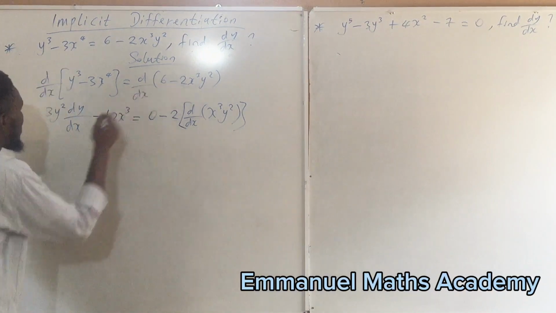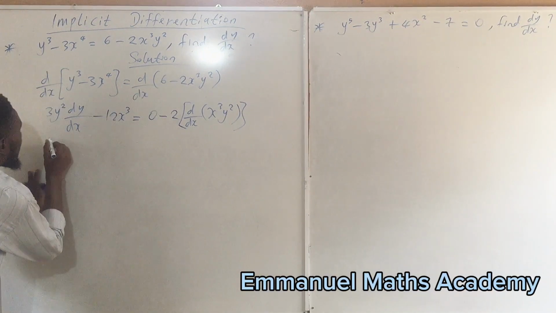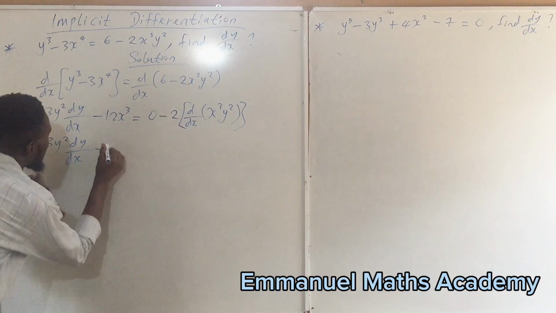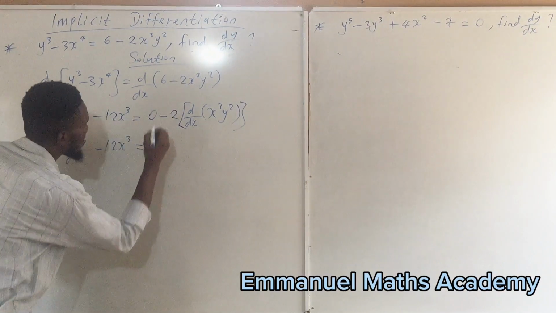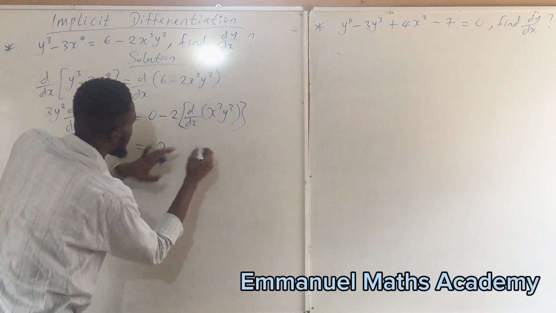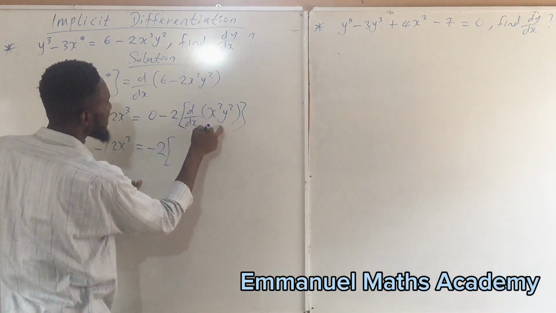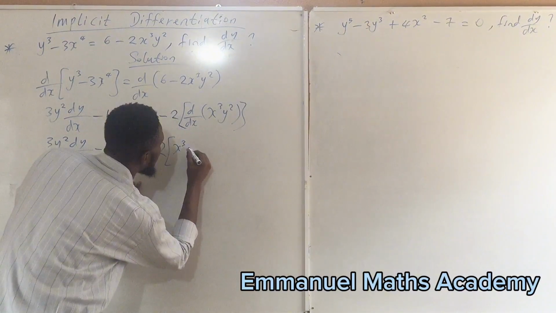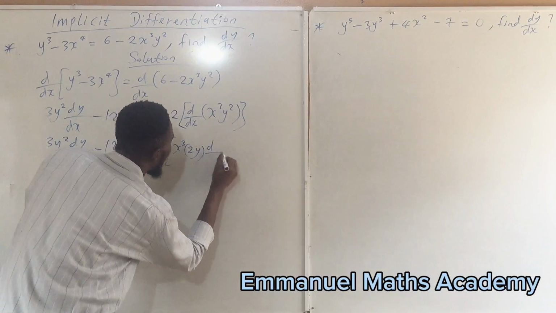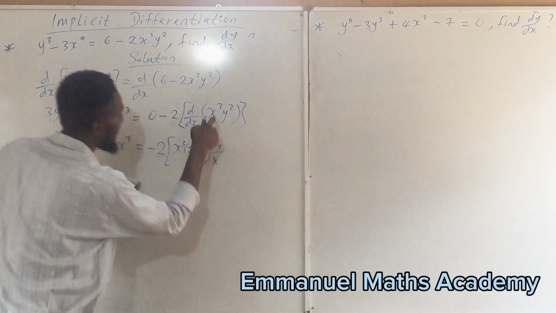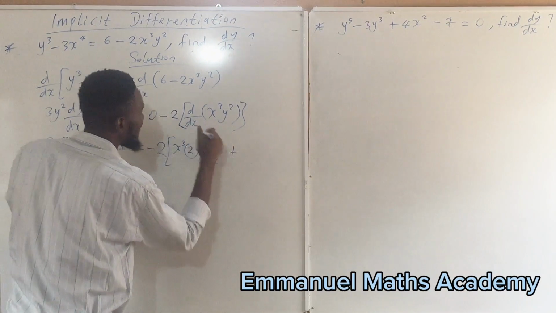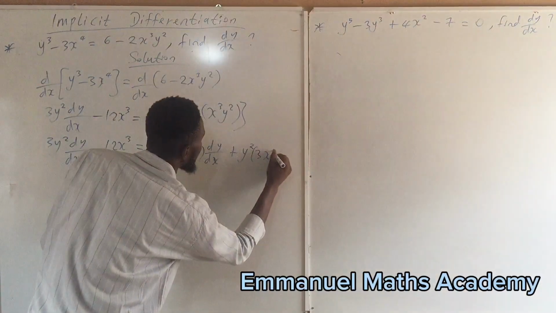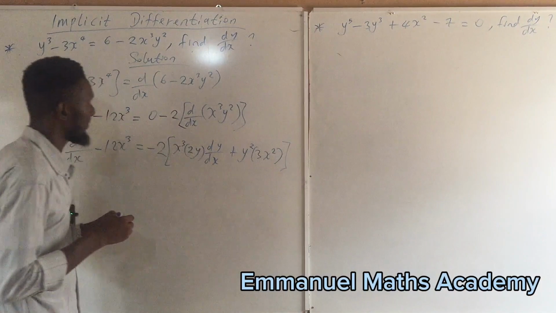Now, the next step is what? This is what? 3y power 2 dy dx minus 12x power 3 equal to minus 2. Then you keep this, differentiate this. You now have this. You have 2y dy dx plus, you keep this, you differentiate this with respect to x. You have y raised to power 2 times 3x raised to power 2. Is that clear?